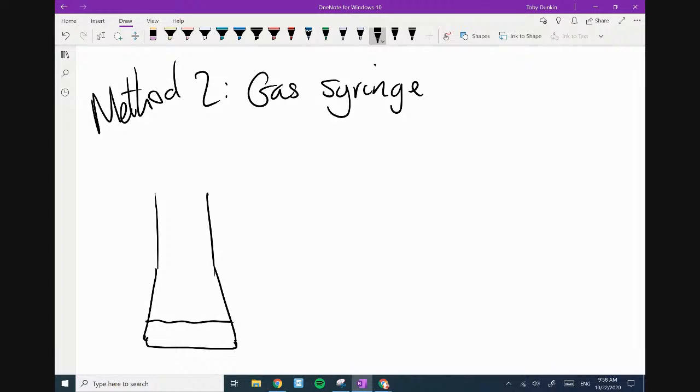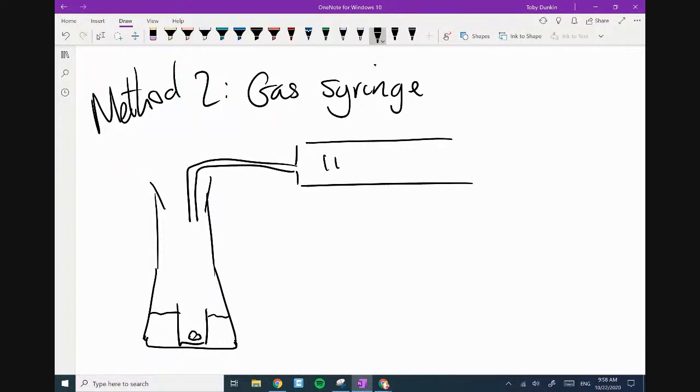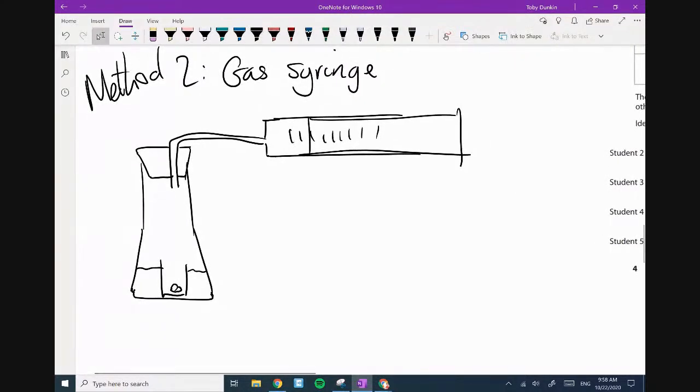There we go. Let's add my little conical flask with my solid in it. There we go. And I can add this. This is far better practical in terms of gas collection. By the way, to get the mark for the gas syringe, you had to show the scale, the little lines on it. There we go, there's the gas syringe. Seal that. Cool, and this one's far better.